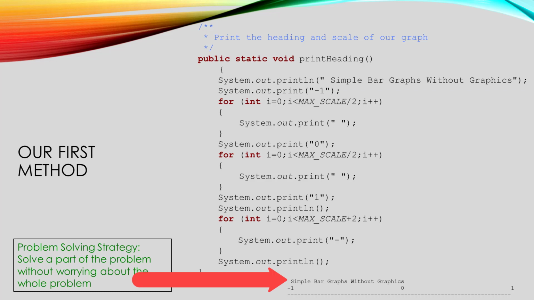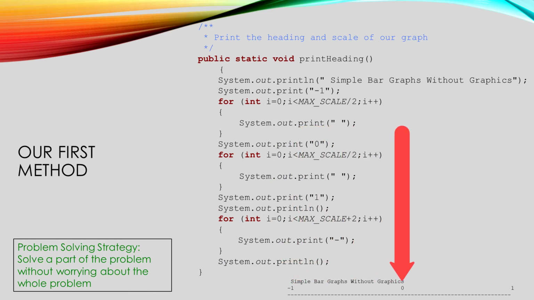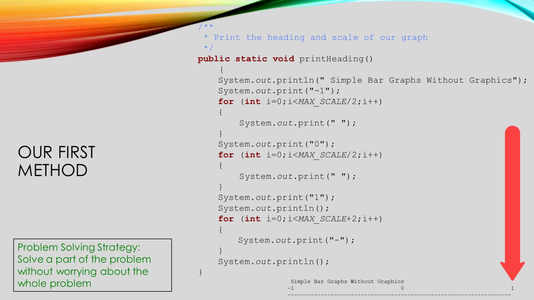The next line needs to space out the -1, 0, and 1 on the axis of the graph. Let's assume that we have a constant named max scale that tells us how many characters wide we want our graph to be. Essentially, we want to print out the -1, print out spaces for half the width, print out the 0, print out spaces for the other half of the width, and then print the 1.